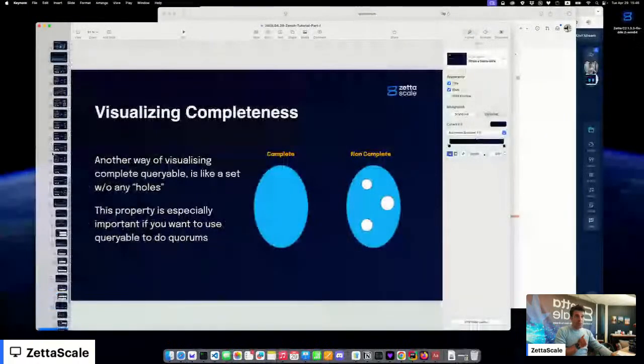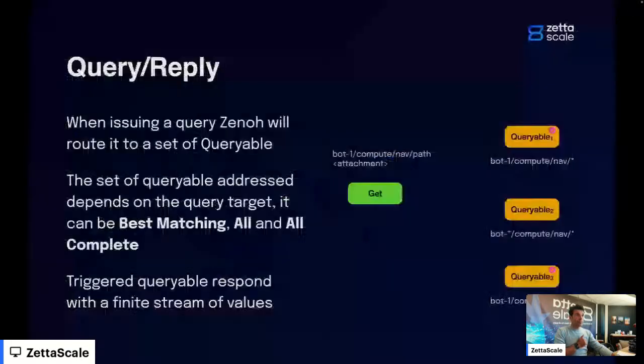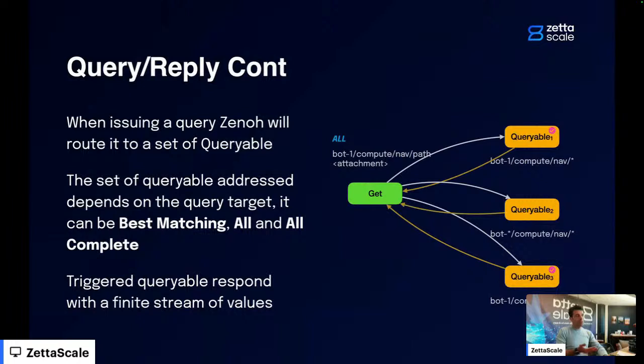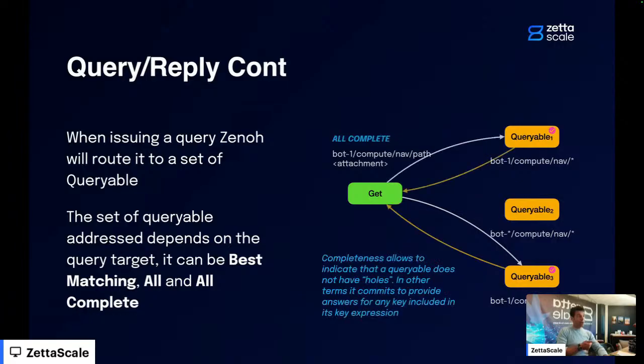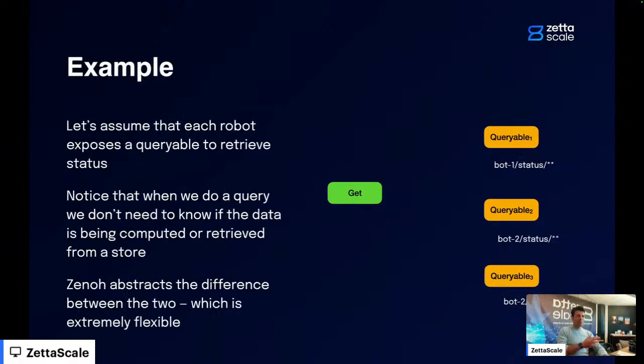And so if we go back now to the queryable, suppose that I'm issuing a query to compute a navigation path. If I use as a target all, then this query will be distributed to everyone. They will do their computation and send back the result. If I do best match, in this case, it will hit the complete and the incomplete. And if I do all complete, it will only hit the two complete. And we will see some more examples.